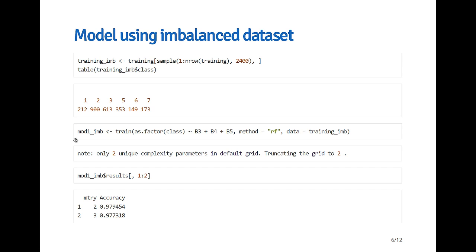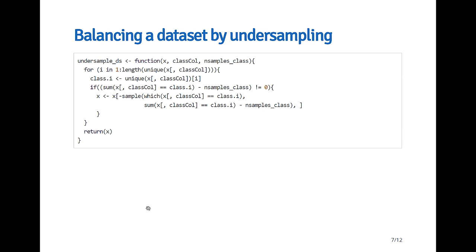We then build a model to predict class using a subset of reflectance bands. Here I use method equal RandomForests and assess accuracy based on training error rate. So the accuracy for this model was 0.979. Okay, so our goal now is to create a balanced data set so we can compare the accuracies between the two types of datasets.